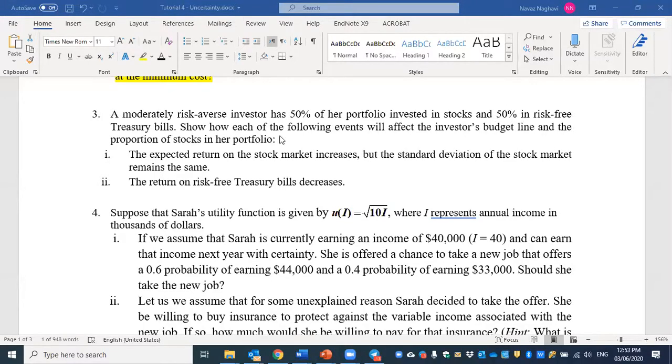Then it says to show how each of the following events will affect the investor's budget line and the proportion of the stock in her portfolio. It is very important that you are careful about what the question is asking you. So what is the question asking first? It is asking that with this change, which will be explained later, how it will affect the investor's budget line and how it will affect the proportion of the stock in the portfolio. What does it mean? It means that with this change, this investor prefers to have more stock, which are the risky assets, or the person prefers to have less stock.